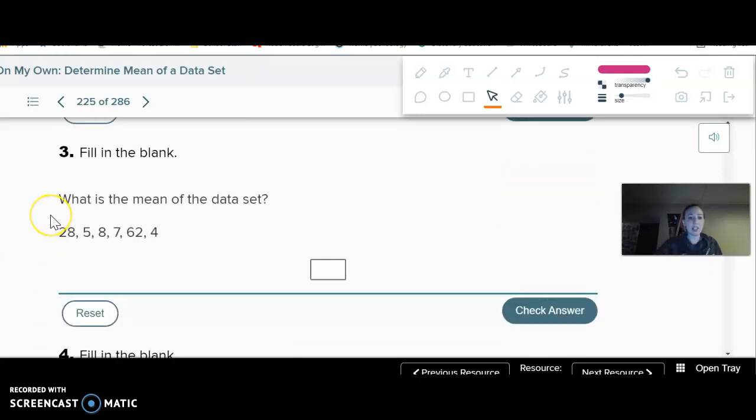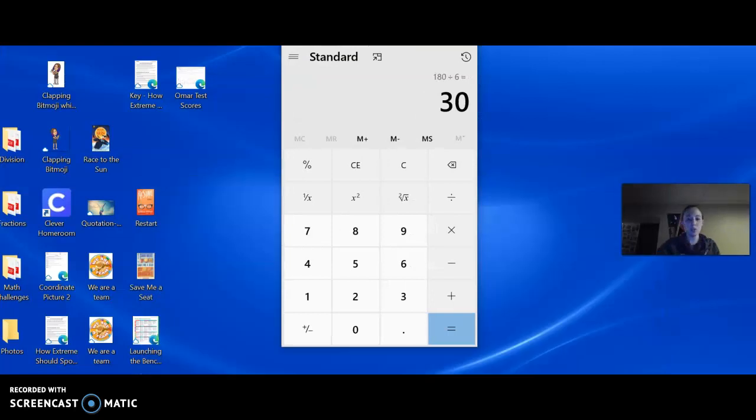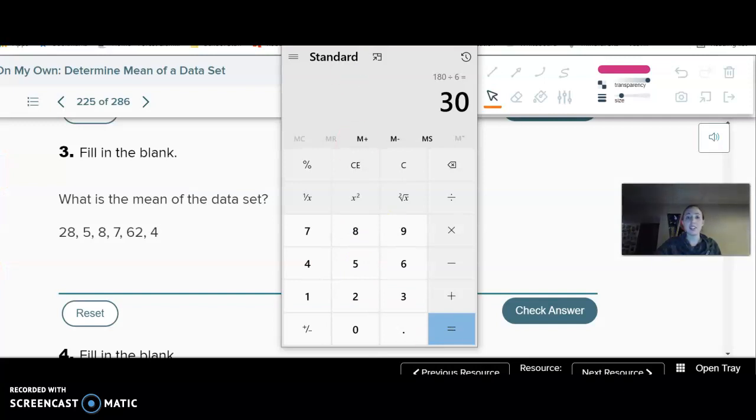What is the mean of the data set? Go ahead and do it. All right, hopefully you're getting the hang of this. Once you understand how to do it, it gets a little easier, right? Just like with anything. 28 plus 5 plus 8 plus 7 plus 62 plus 4. So 114, and I have 1, 2, 3, 4, 5, 6 numbers. So divide by 6, and I get 19 for that one.